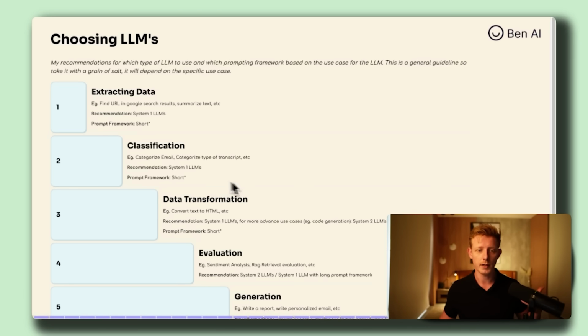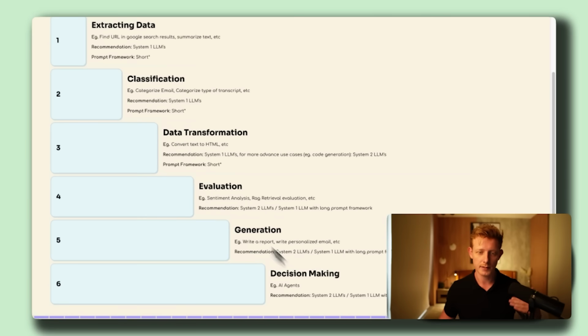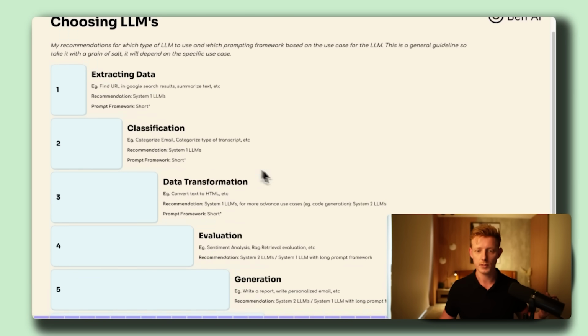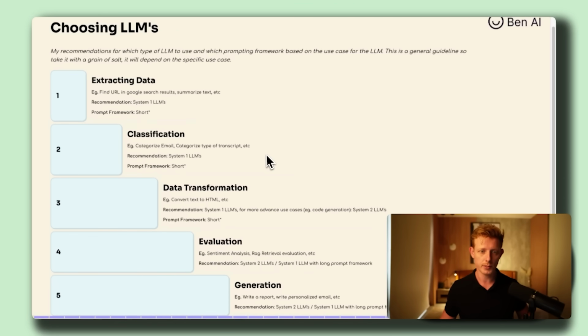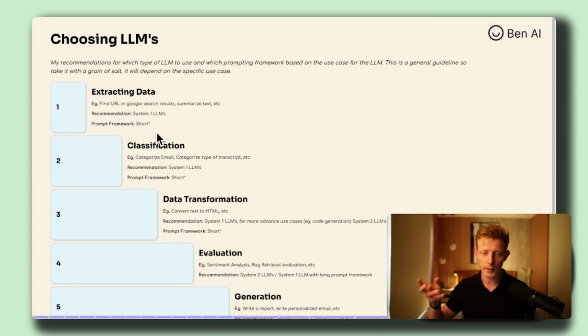I just put in a general recommendation or guideline, but take this with a grain of salt, because it really depends on the specific use case you're using it for. But in general, I can sort of categorize it like this. Again, we have the 6 main types of use cases for LLMs in these automation solutions. I'll give you my general recommendation for each one, but again, take it with a grain of salt, because it depends on the complexity of the specific task.